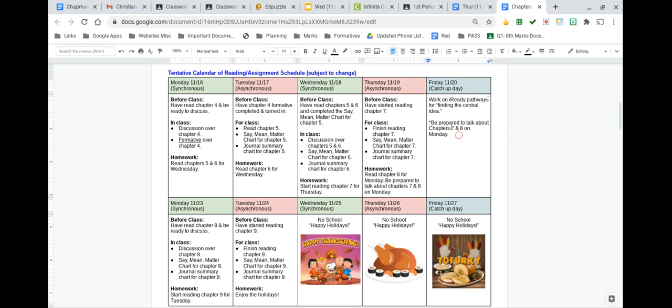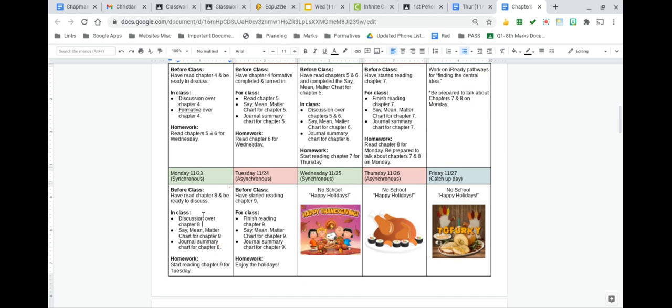So what I added in here for Friday is I want you to work on your iReady pathways. Okay, so look at the assignment that helps you find the central idea, and that will help prepare you for the next time you're tested on the RI 8.2 standard. Okay, so I want you guys working on this in your spare time.